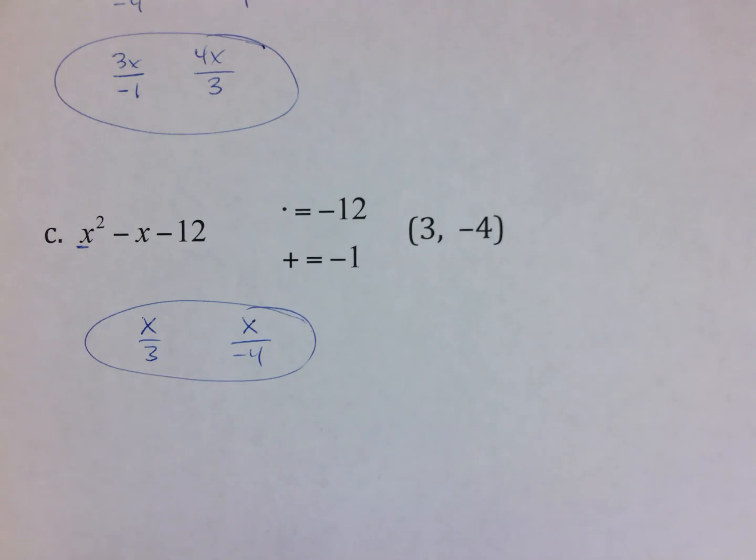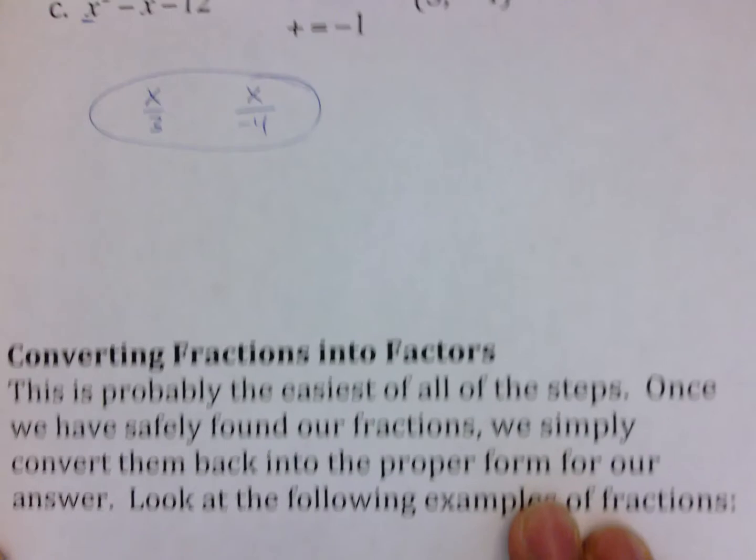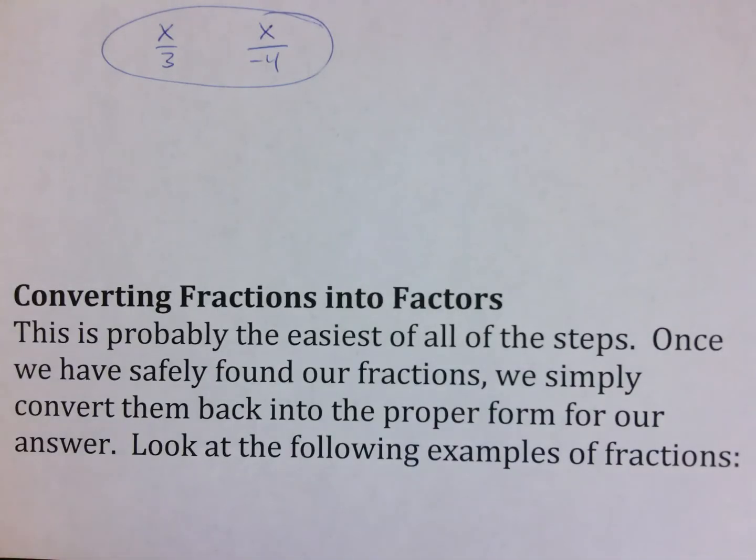Again, you will see how all this comes together in the end, but do not worry about seeing that just yet until you master each individual step. Good news, converting into fractions is the easiest of all the steps. Once you've safely found your fractions, the key word being safely, that means you didn't mess up on step 1, you did not mess up on step 2, and you safely reduced your fractions into the proper part. All we have to do now is convert it into a proper form for our answer, and that'll be it.